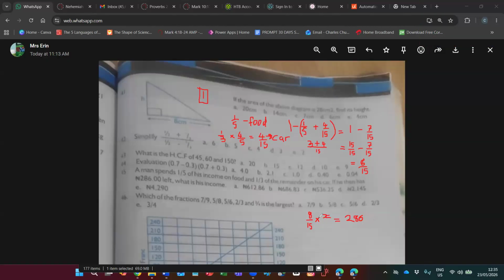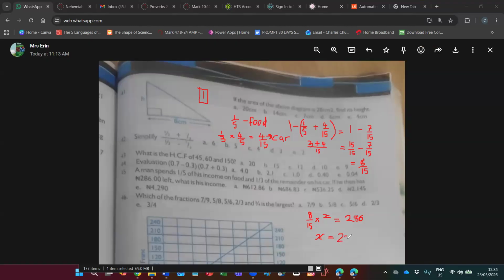I don't know. Which one are you saying? Divide both sides, multiply both sides. Why are we multiplying? We already have multiplication here. What is the opposite of multiplication? Divide. Thank you. So we're dividing both sides by 8/15, which is equivalent to multiplying both sides by 15/8. So that is what we're going to do next.